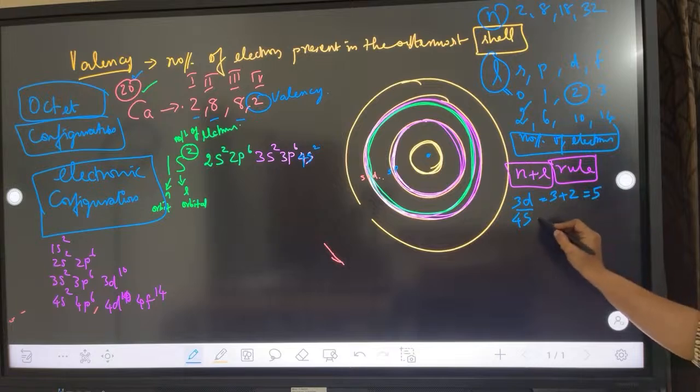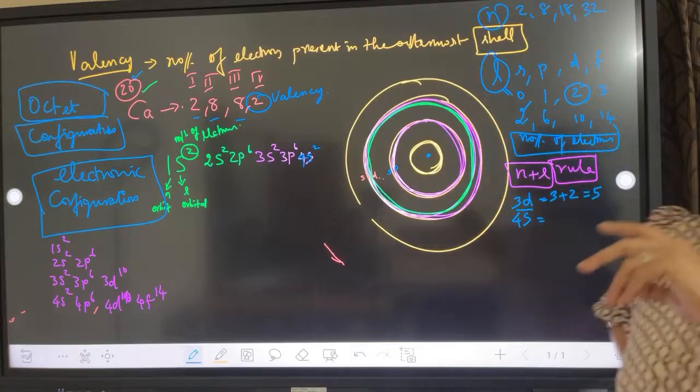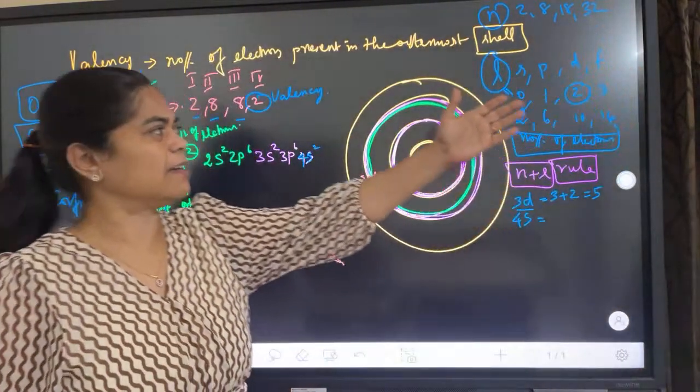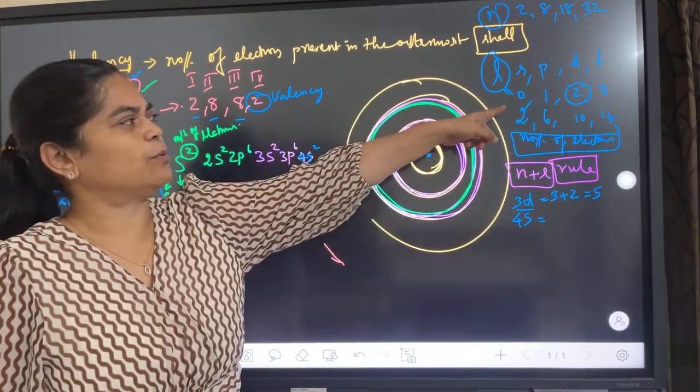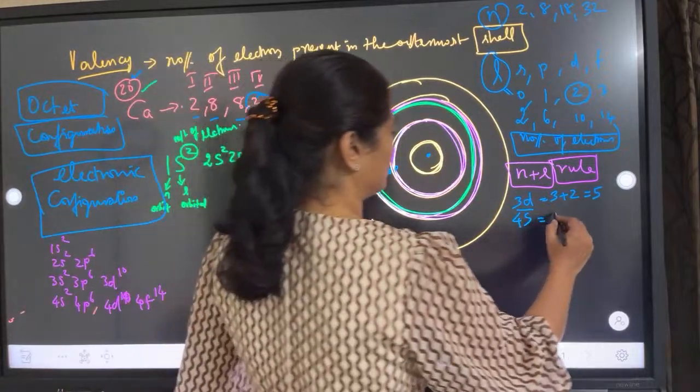So 3 plus 2 is 5. What is the n plus l value for 4s? 4 plus, Anisha, you have a lot of stored in your brain, but you are not using it. What is the s value? 4 plus 0. So that is equal to 4.